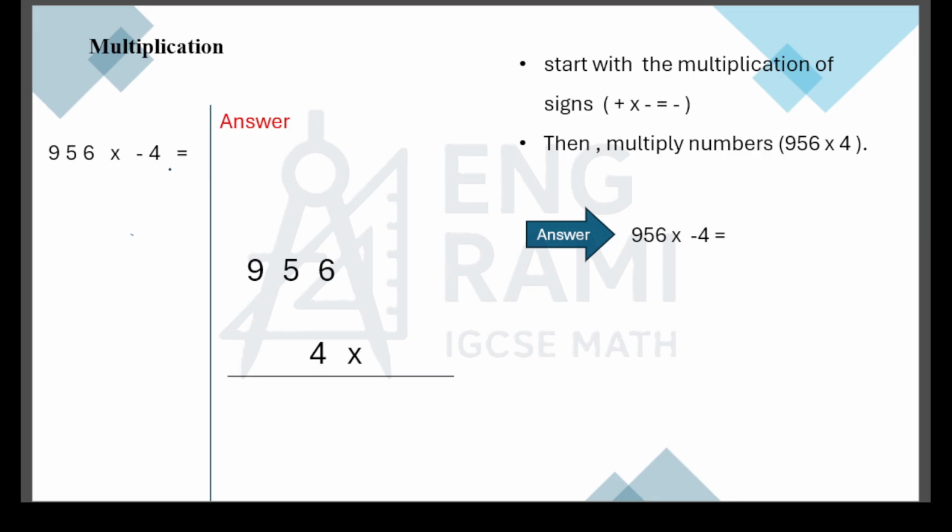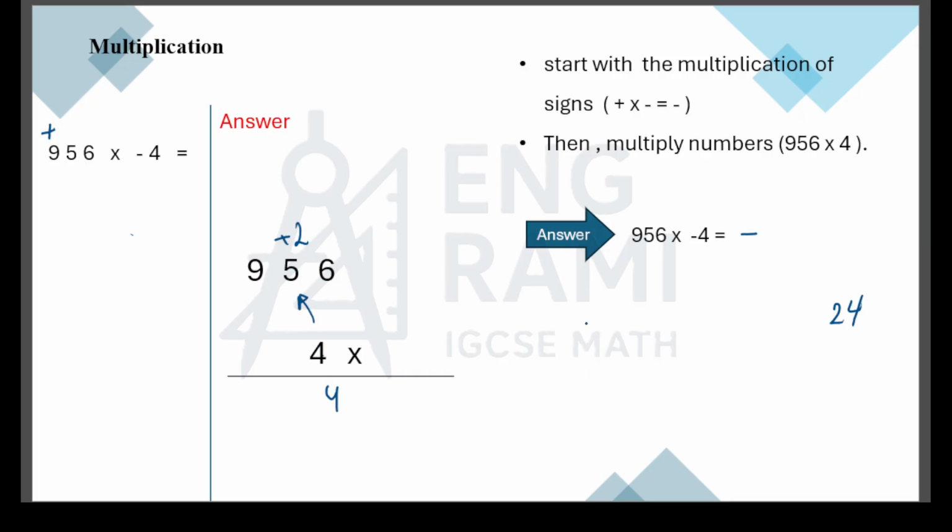956 times negative 4. The first thing, positive times negative equals negative. Different signs. This is the first thing that I have to do. Then I have to multiply the numbers as they are. I mean 956 times 4. I have to put the ones over the ones. So 4 times 6 equals 24. So I have to put the 4 and add the 2 up. 4 times 5 equals 20. Plus 2, 22. Let's solve it again.